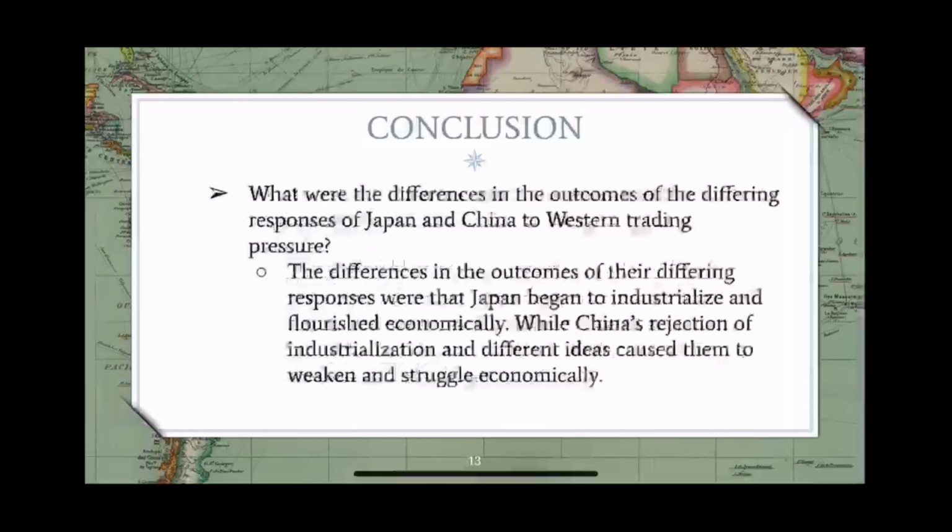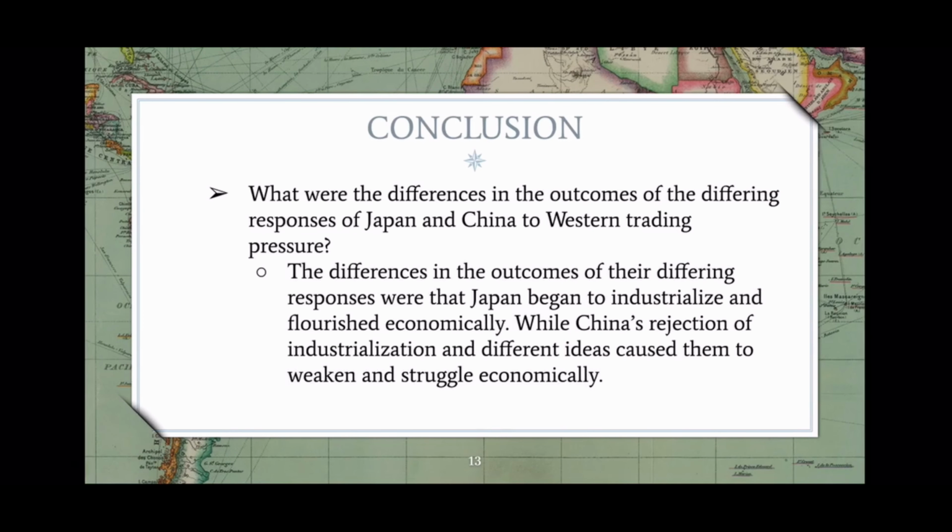Now, the answer that we obtained for the first question is that the differences in the outcomes of the differing responses of Japan and China to Western trading pressure were that Japan began to industrialize and flourished economically, while China's rejection of industrialization and different ideas caused them to weaken and struggle economically.